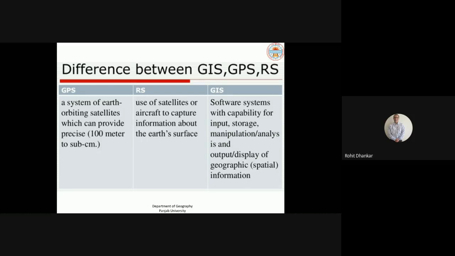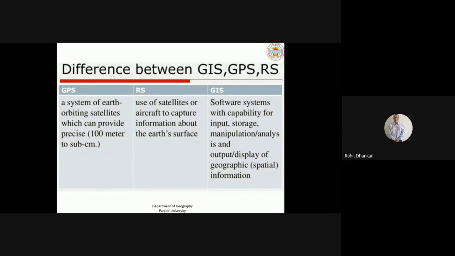So that's why I told you, just remember these three things whenever you want to tell someone the basic difference. Remote sensing is a technique with which we extract information without being in contact with the object. GIS is software with which we process and analyze the data we have acquired using remote sensing. And GPS is a device from which we get the information of location.